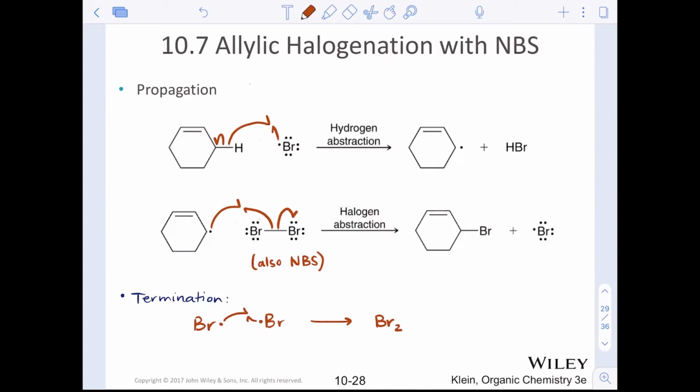You could also use NBS. It's just a little bit more complicated to draw. So feel free to use either one in the halogen abstraction propagation step. And again, any termination step can be drawn. I'm choosing the simplest ones to draw to keep things a little bit lighter.